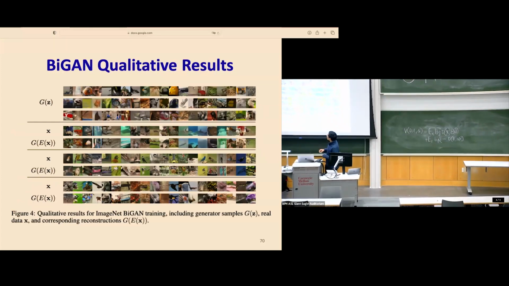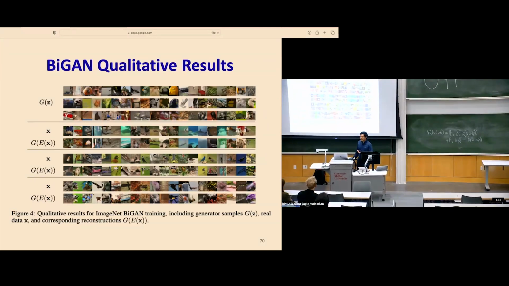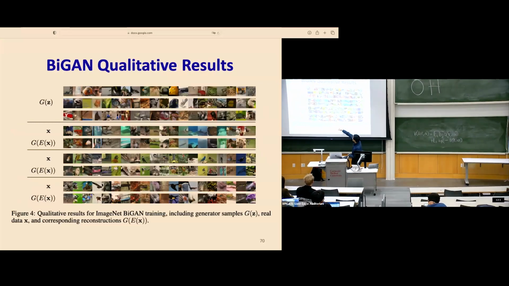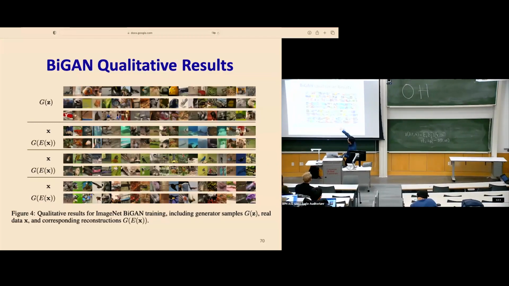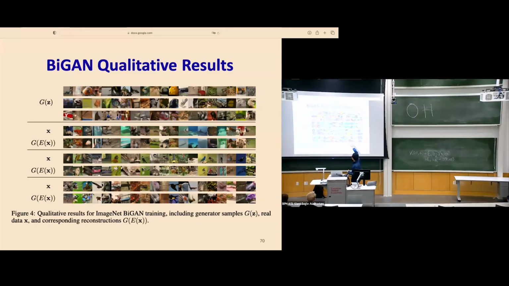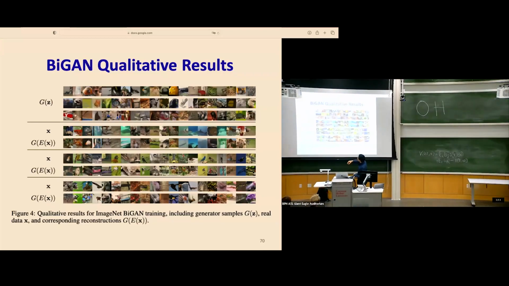Anyway, this is the fun part. These are the qualitative results for the BiGAN network that we just talked about. What you see in the topmost row section are the generator samples, and the bottom three row sections are the real data and their corresponding reconstructions. You can see that for every input X, you have an output which may not be very close to the latent sample, but it's trying to learn these mappings as it progresses.